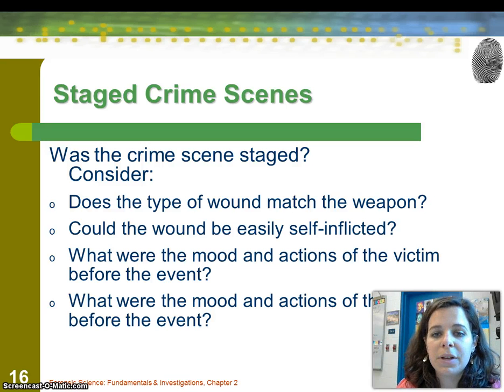So those are your crime scene notes. If you have any questions, please write them down on the back of your paper, and we'll be sure to go over them during class. Thank you.